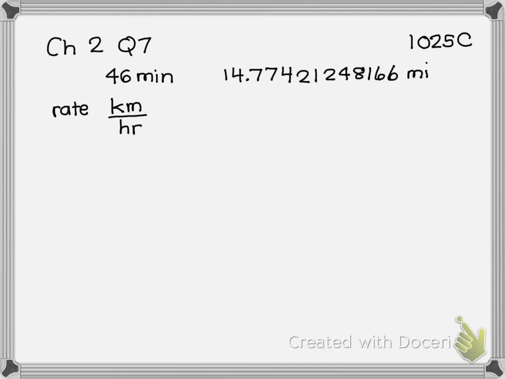Now there's two ways you can do this. You can start by changing miles into kilometers, and you need to change minutes into hours. And then once you did that, you would divide kilometers by the hours. I'm going to set it up in a way where it's set up like a continuous problem, just to give you an example of how you might start it this way.